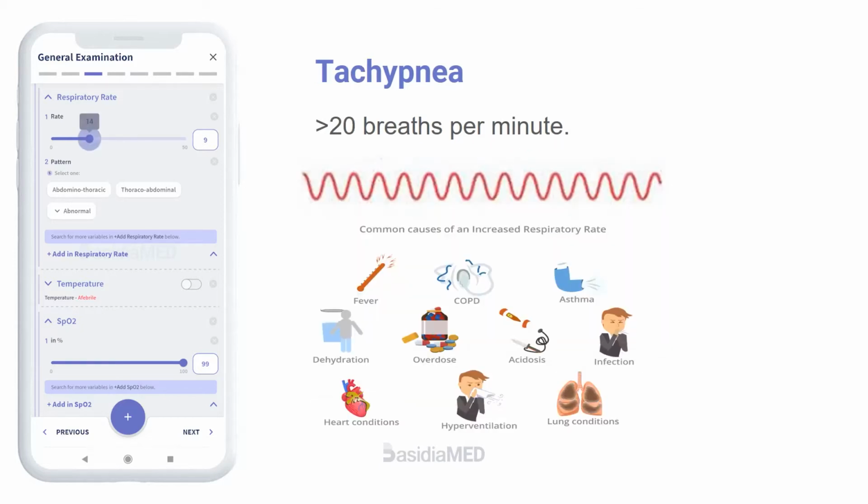A respiratory rate of more than 20 breaths per minute is referred to as tachypnea. The causes of increased respiratory rate are as follows: acidosis, asthma, COPD, dehydration, fever, hyperventilation, infections, lung cancer, and an overdose of aspirin or amphetamines.